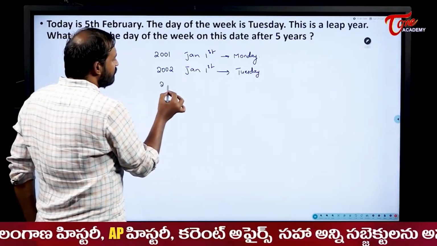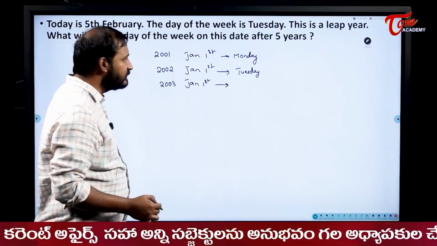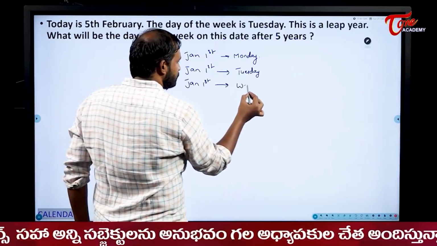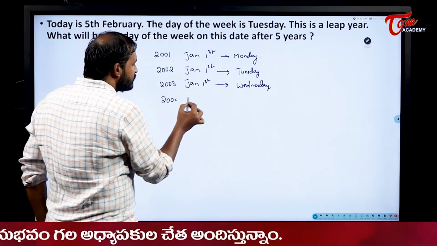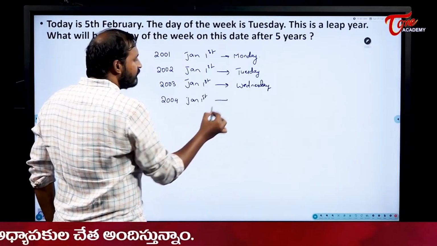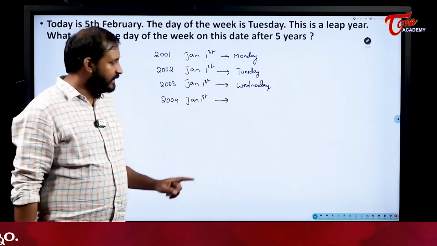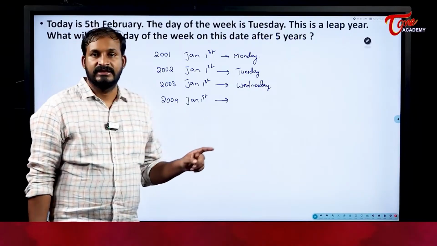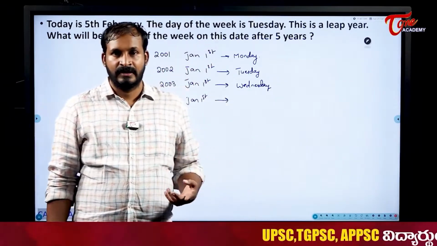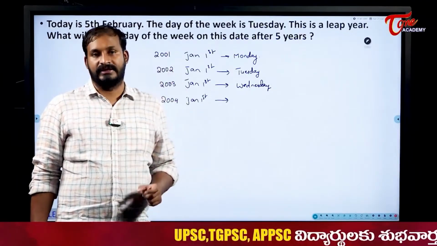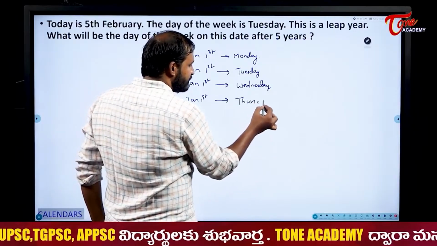Now similarly, what will be 2003 Jan 1st? It will become Wednesday. Okay sir, no problem. Next, what will be 2004 Jan 1st? Sir, this is a leap year. So here there is a jump of 2 days. Please be careful students. This is January 1st. The 2 day jump happens only after we cross the month of February, and that too February 28th. So that means here it will still become Thursday.